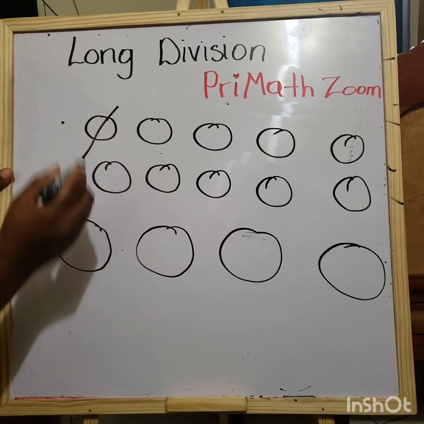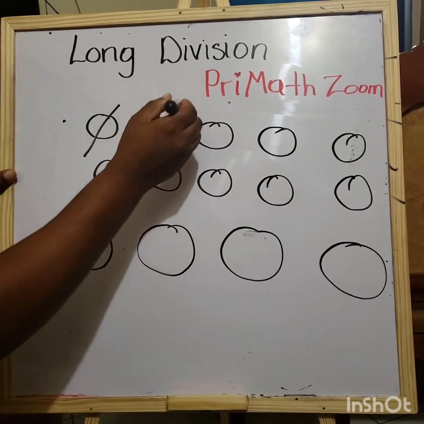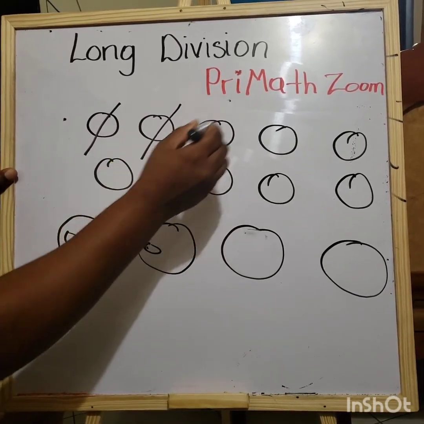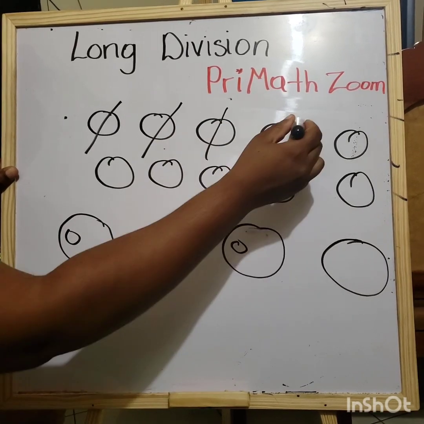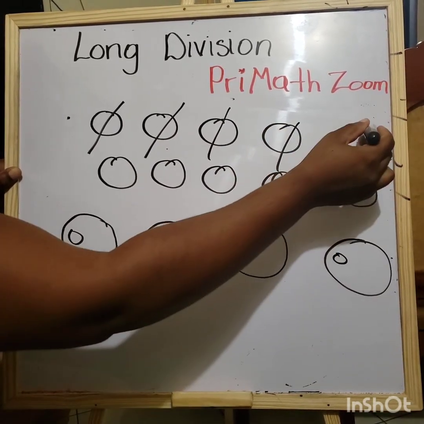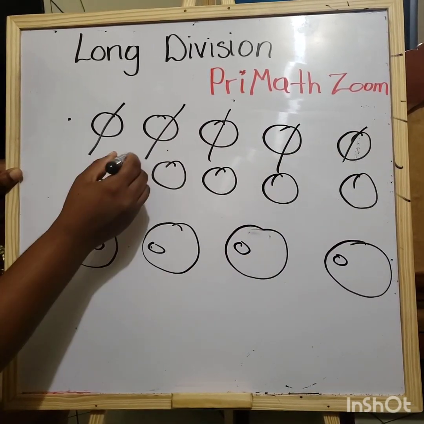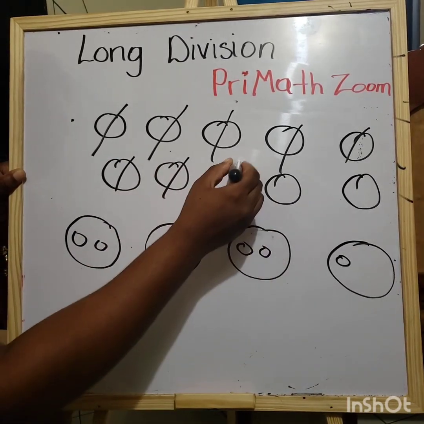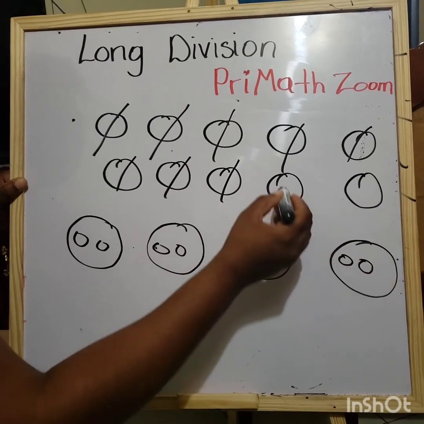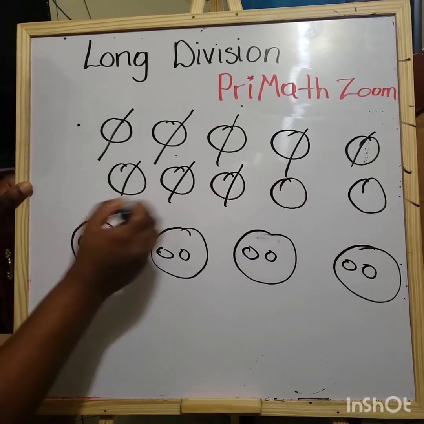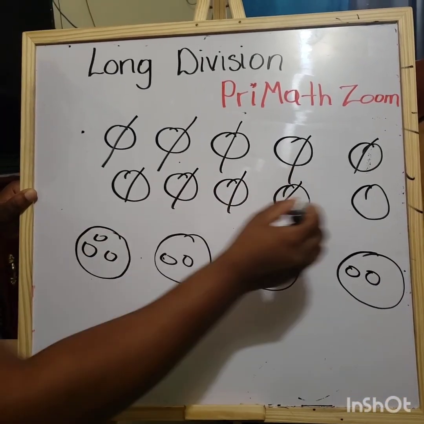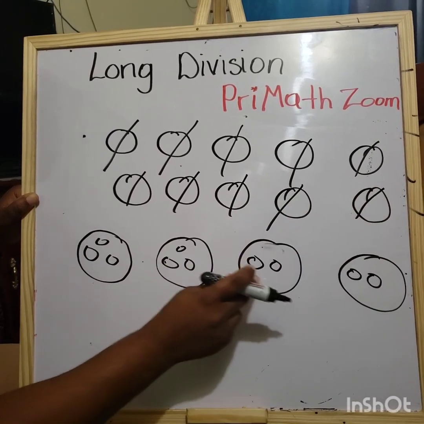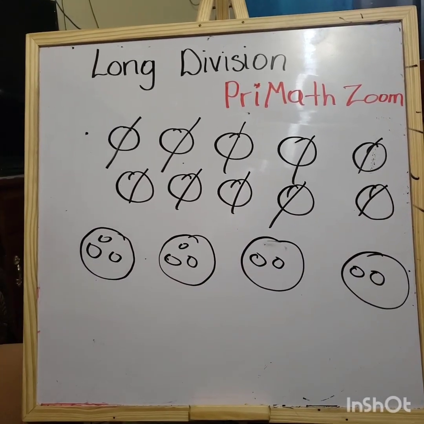So we have the 4 friends here. First apple, this friend. Second apple, this friend. Third apple, fourth, give it to the 4th friend. 5th apple, 6th apple, 7th apple, 8th apple, 9th apple, 10th apple. But then the others, it is not shared equally.